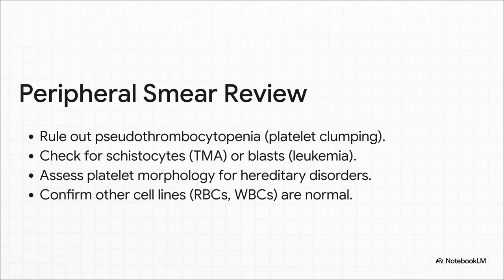Okay, so first up, you're looking for big clumps of platelets. If you see those, you can breathe a sigh of relief. That's pseudo-thrombocytopenia. It's just a lab artifact, not a real problem.